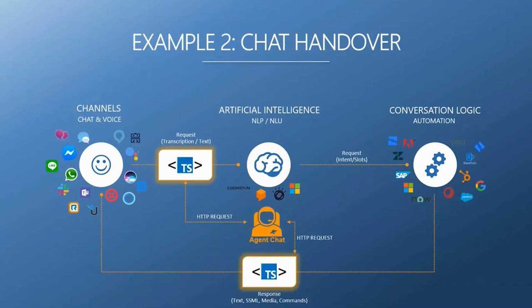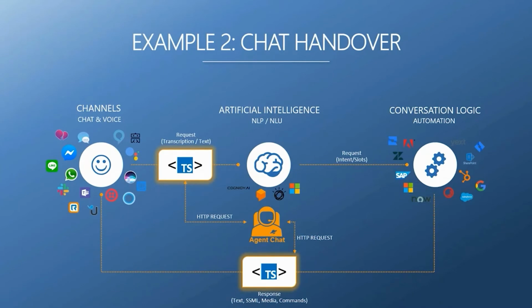Now the second one is chat handover. So we spoke about handover before, and now you might say, well, you already have handover, don't you? And we do have handover, and we have handover integrations with the likes of RingCentral, User-like, and others. But maybe there is an agent tool that you're using that we don't have an integration with, and you don't want to rely on Cognigy to build that integration, right?